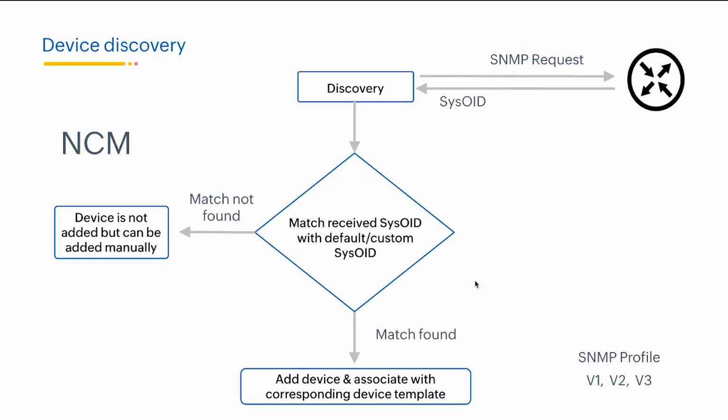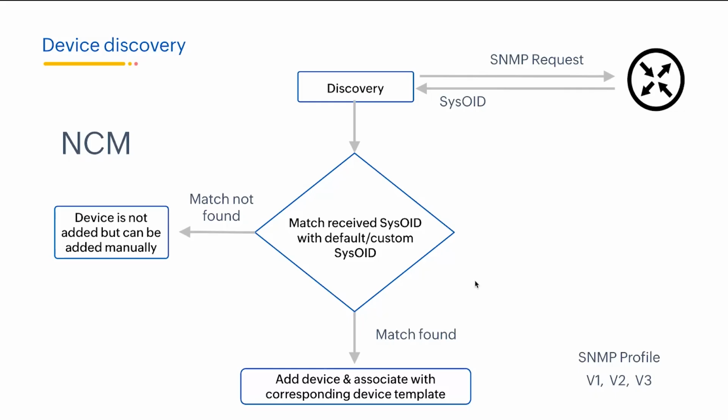So here I have given a short architecture diagram of how SNMP discovery works in Network Configuration Manager. Basically, the discovery engine of NCM sends an SNMP request to the device, and the device will in turn send a sysObject OID to the discovery engine. The discovery engine will match the received sysObject OID with the default or custom sysObject OID available.